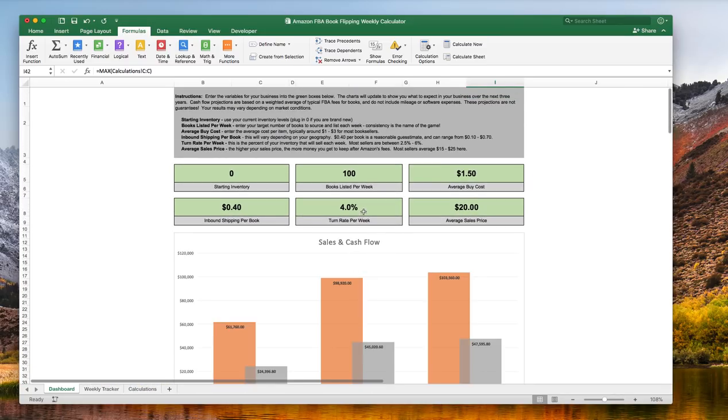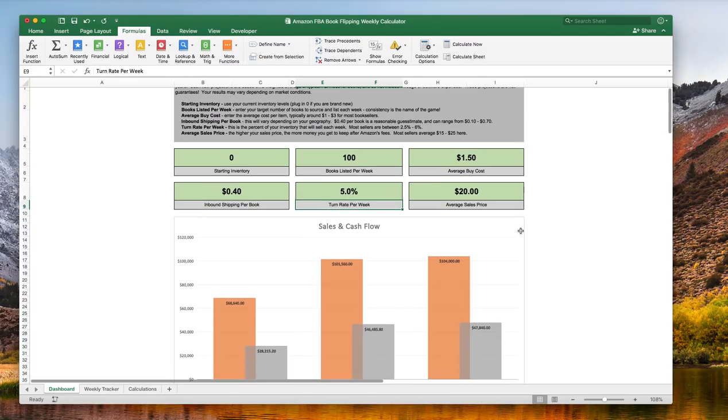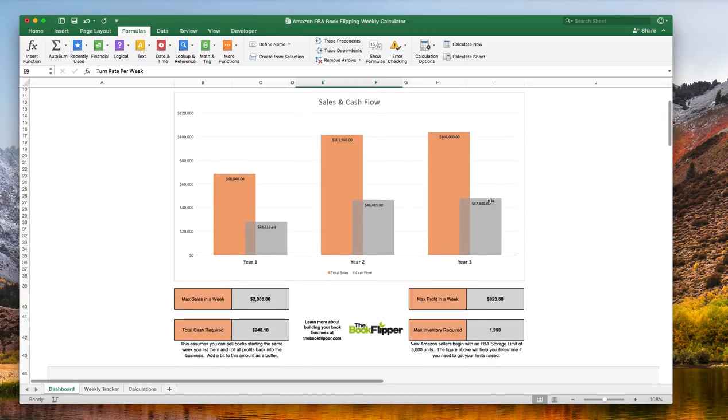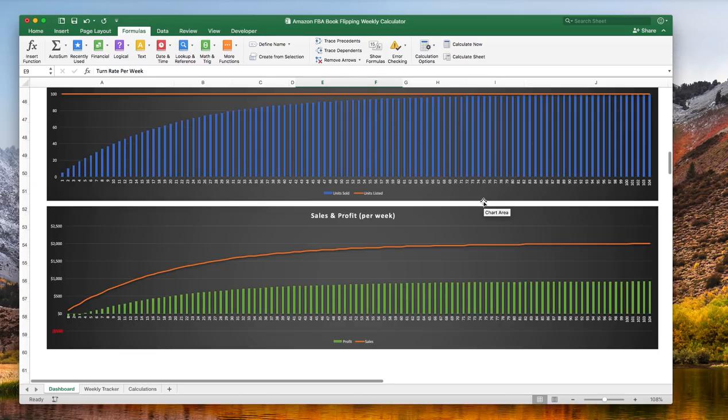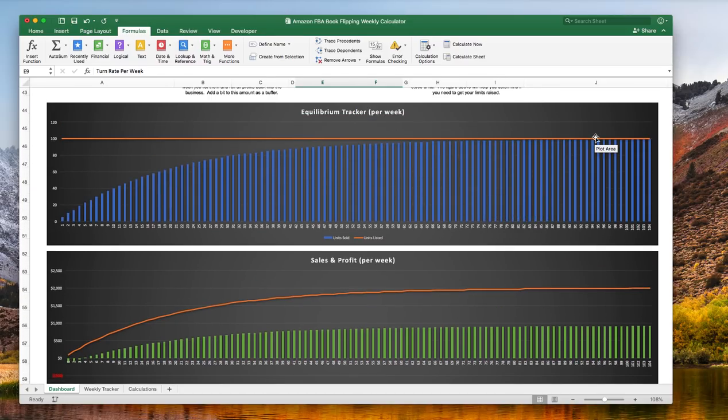And again, you can change these. Let's say you do the exact same. You do 100 books a week and you're able to sell 5%. You can see you reach 6 figures your second year. Again, at some point, you're going to reach that equilibrium. If you're only sourcing 100, at some point, that 5% of your inventory is going to be selling, replacing what you're listing, and you only have so much room you can grow.